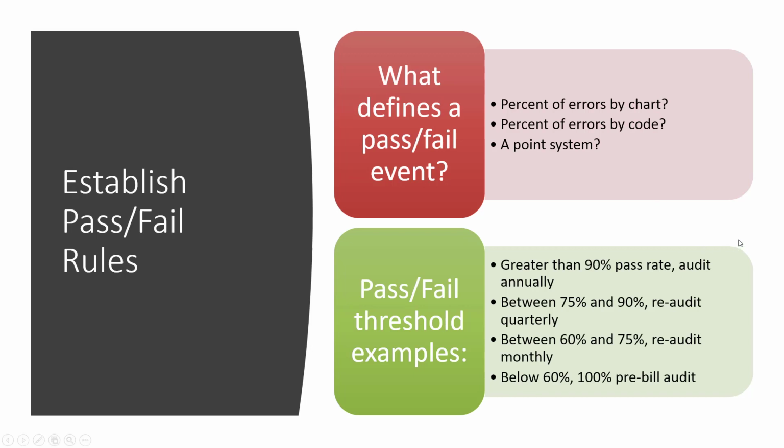So let's say that the provider has a 90% pass rate. You audit annually. If it's 75 or 80 to 90, you do it quarterly. If it's 60 to 75, maybe you do it monthly. And if it's below 60%, maybe you do a 100% pre-bill audit. These are internal issues that should be dealt with within your compliance plan.